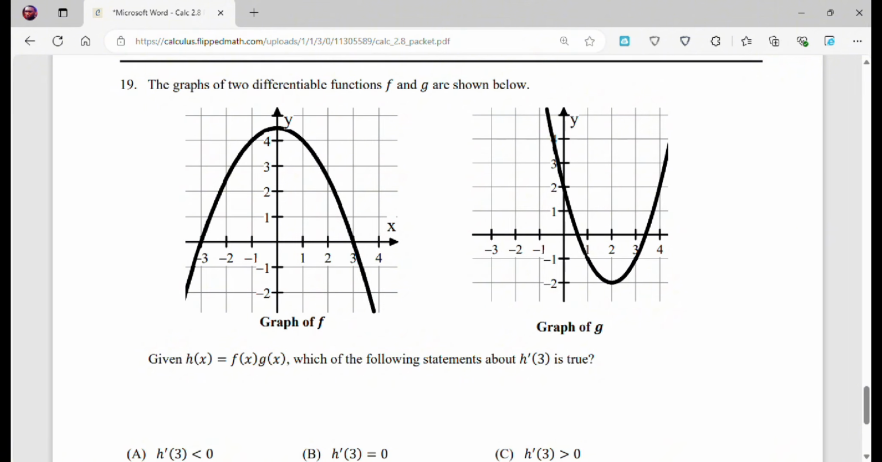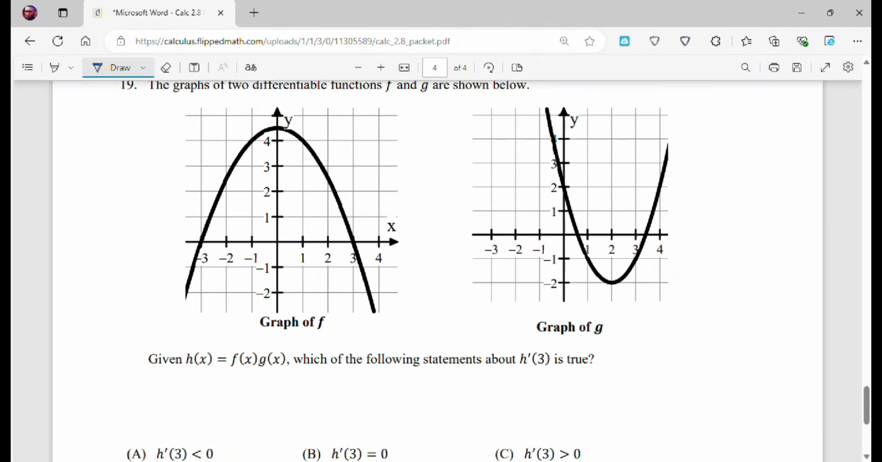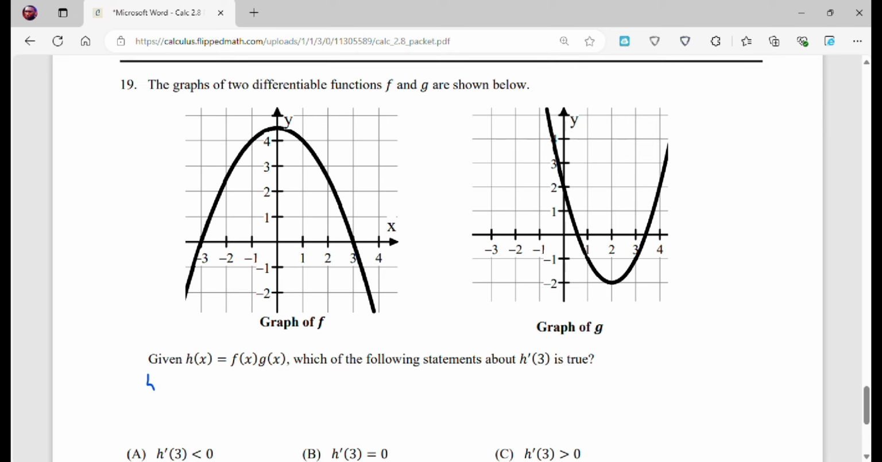Okay, let's try finding h prime of x. So h prime of x is going to be, we're going to use product rule, right? So v u prime plus u v prime. Okay, well, what do we know? Well, we need h prime of 3, right? So let's try plugging things in.